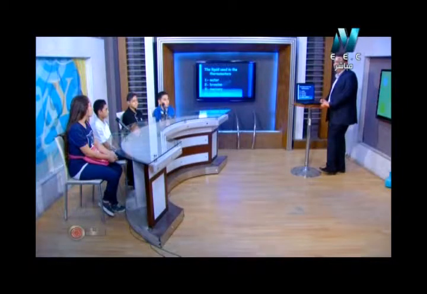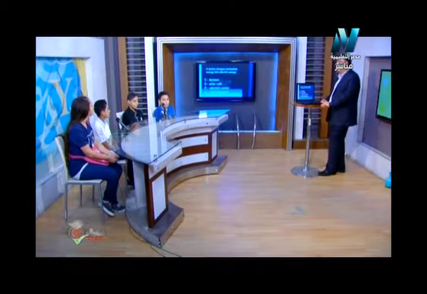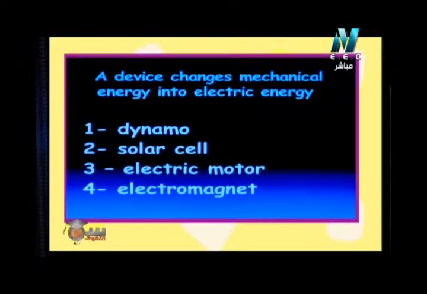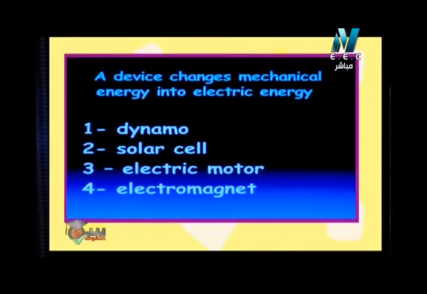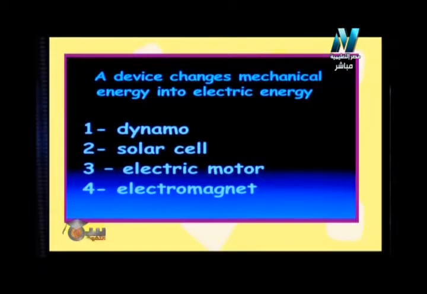Okay? So now, how many points first team? Eight. How many points second team? Seven. Okay, so now the turn of the second team. The question says, the device that changes mechanical energy into electric energy. Concentrate, second team. Mirolla, who will answer? Mirolla, okay. Dynamo, solar cell, electric motor, electromagnet.